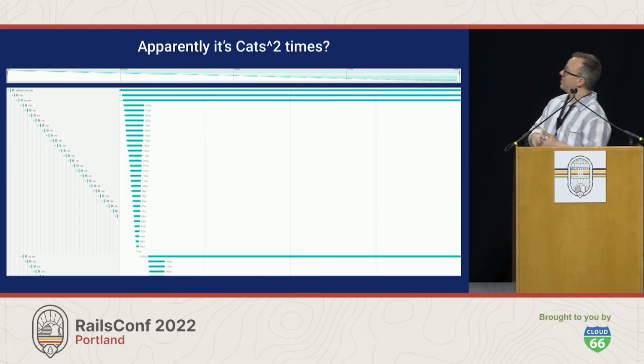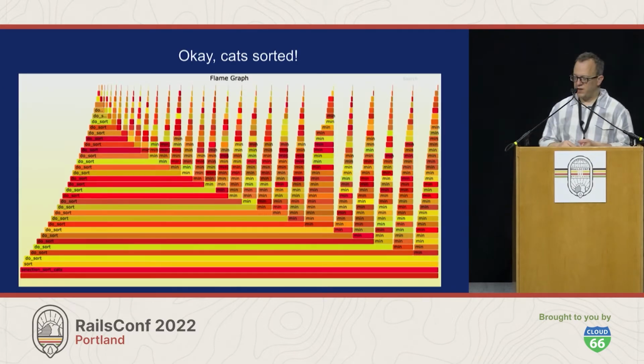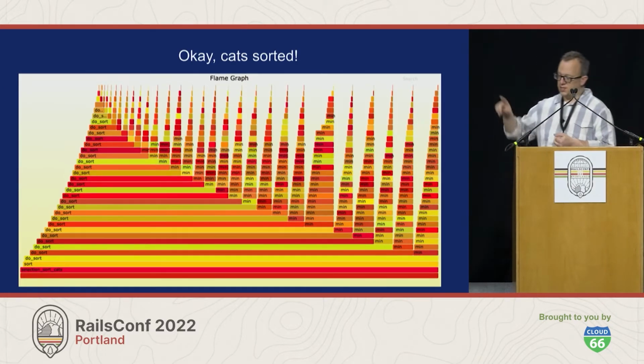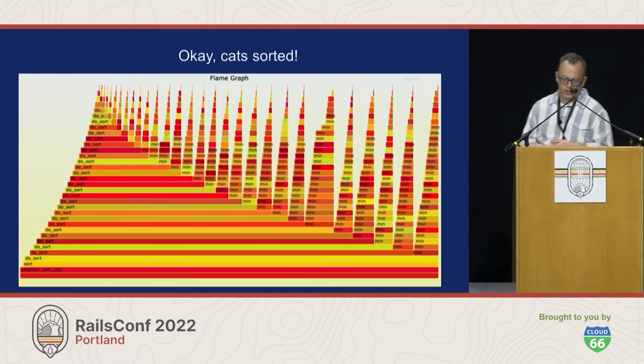This takes 4 milliseconds and is able to sort 30 cats. When you look at a flame graph and you see this sawtooth pattern where all of the peaks are the same height, that's what a polynomial time algorithm looks like in a flame graph.